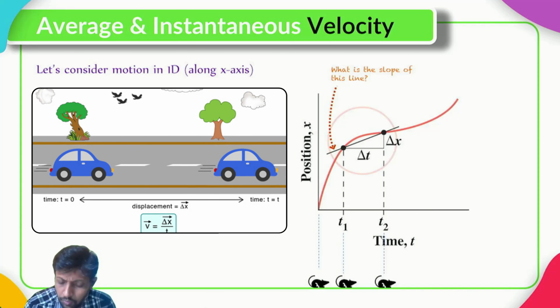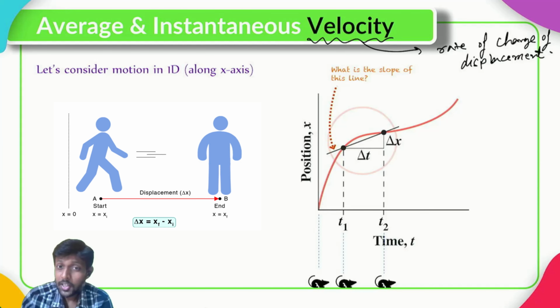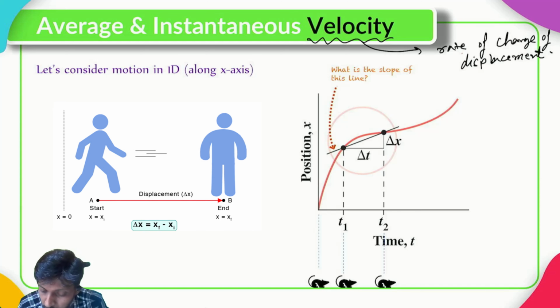So we understand that velocity is the rate of change of displacement. And displacement we know is the change in position. Remember, this is how we defined displacement. Displacement was defined as the change in position.